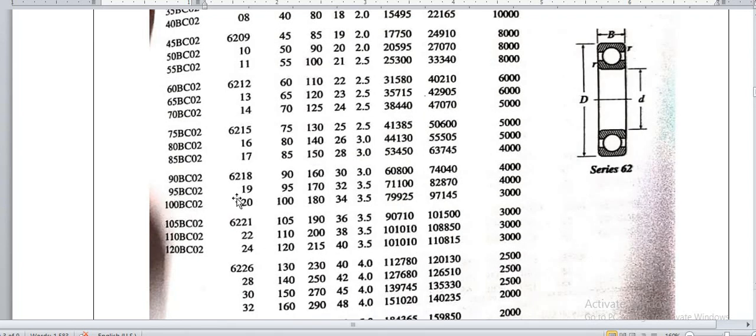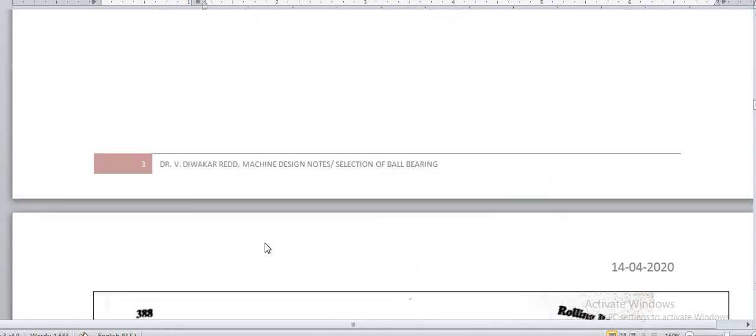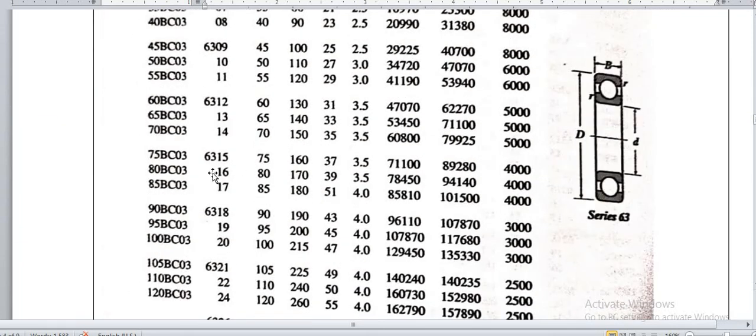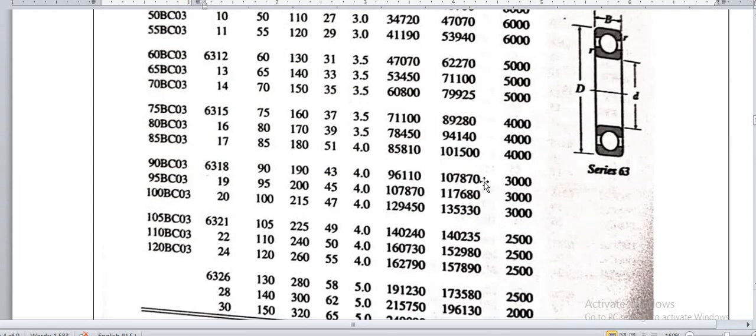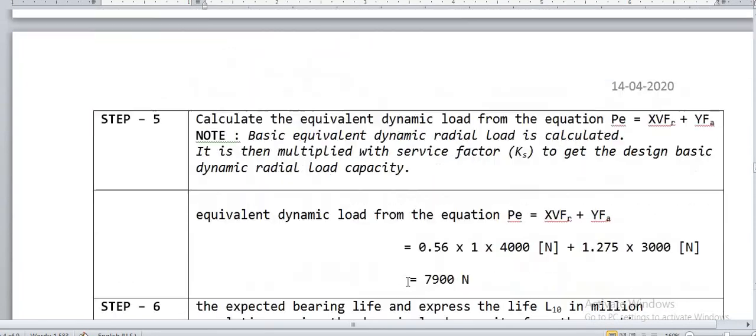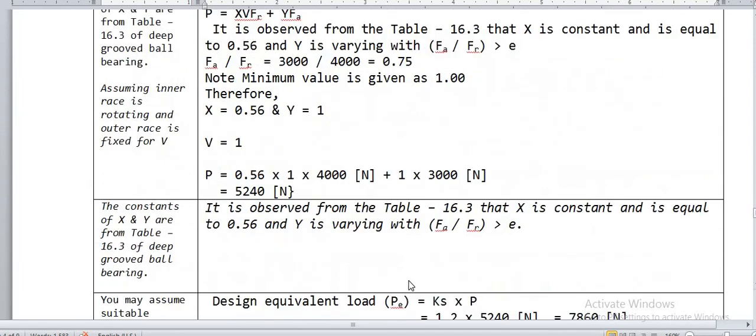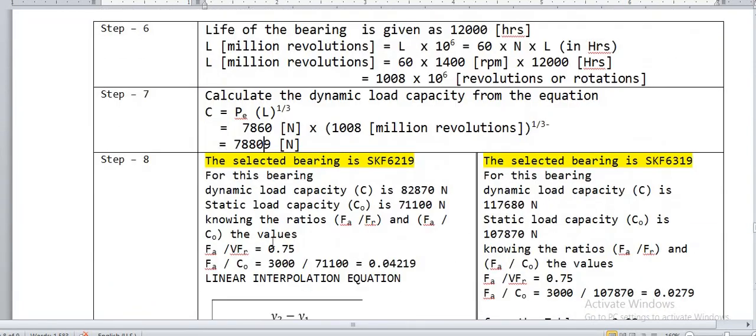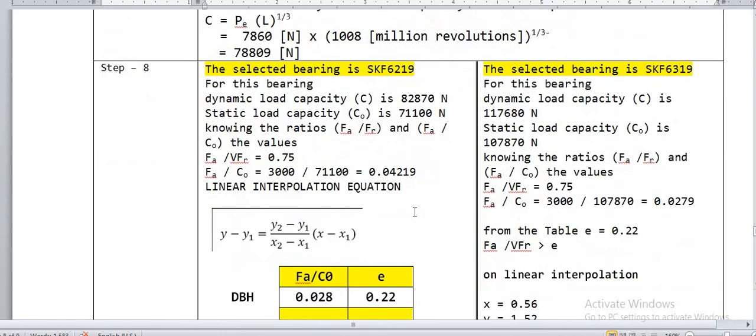Here the shaft diameter is 95 mm. Therefore a similar bearing of the 63 series you can also consider, the 6319, where the dynamic load capacity is 1,17,690. So that is the selection of bearing I have considered. From the examination point of view, you can select one bearing and proceed with the iterations. Here, for explanation purposes, I have given two series.